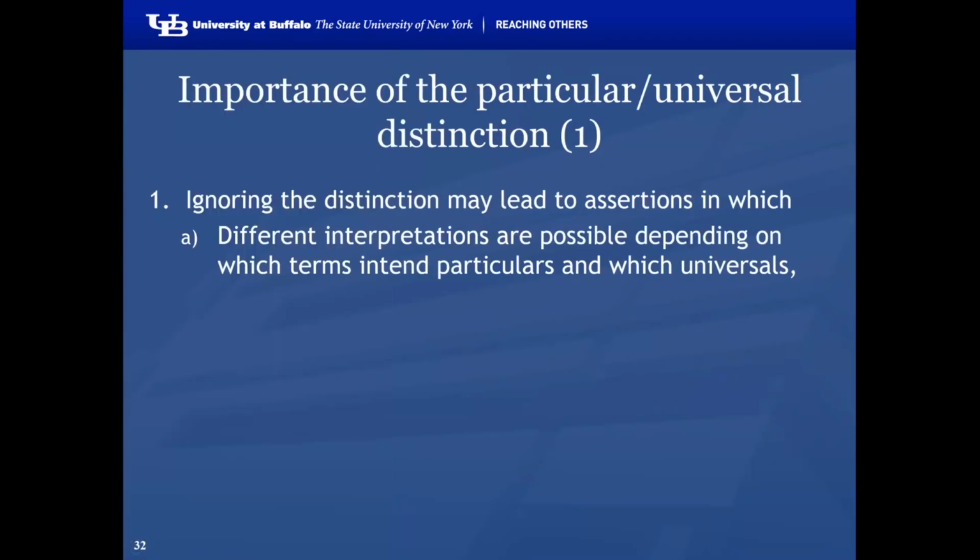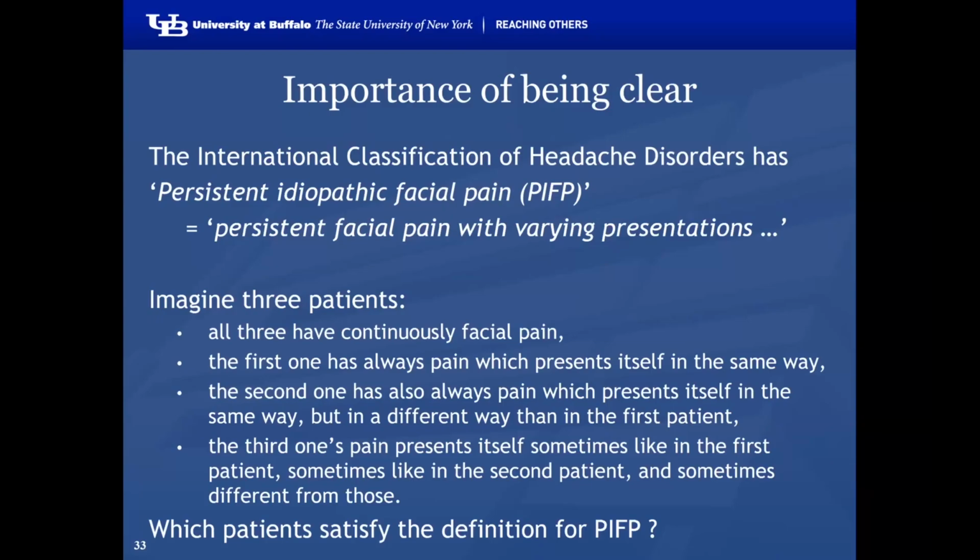So the importance of that particular universal distinction is that ignoring the distinction may lead to assertions in which different interpretations are possible depending on which terms intend particulars and which universals. Take this example from the International Classification of Headache Disorders. It has a term called persistent idiopathic facial pain, defined as persistent facial pain with varying presentations and then some other things that are not relevant here. By the way, this is the case that we are going to work out tomorrow in axioms, to show how that exactly works if you want to do such complex things.